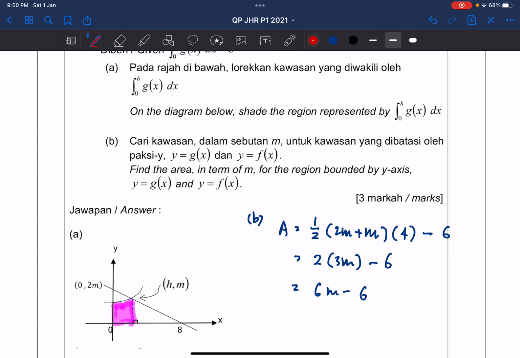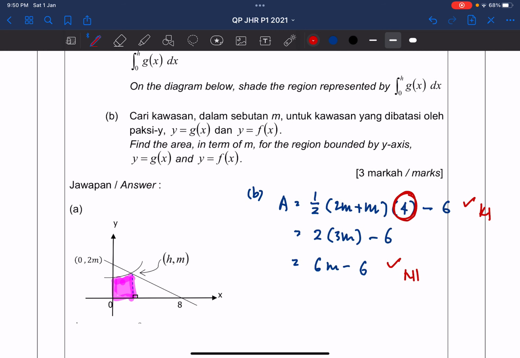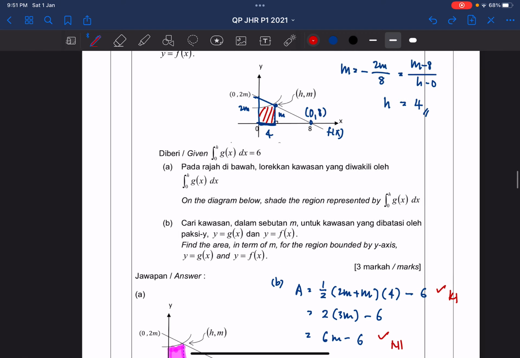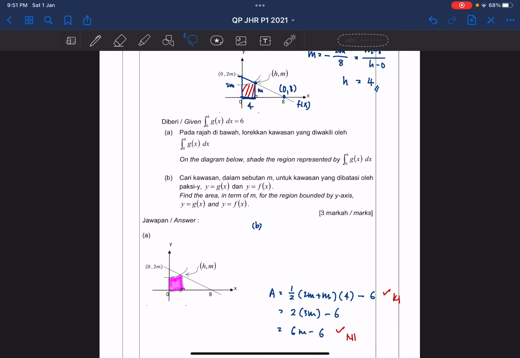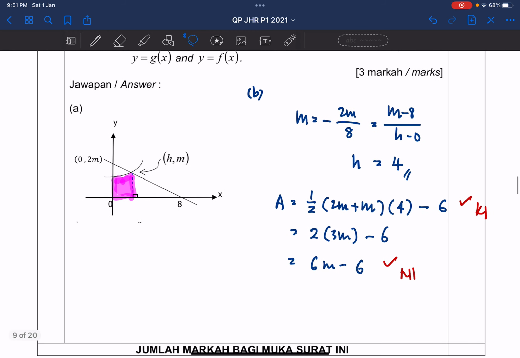So you get 1 mark when you know how to use the area of the trapezium minus out the 6, and you get the final mark for 6m minus 6, including knowing h equals 4 by using the concept of gradient. So I just move this down. So that's all for question 6. So those are the solutions for question 6. Okay.